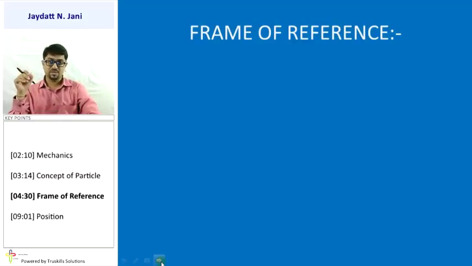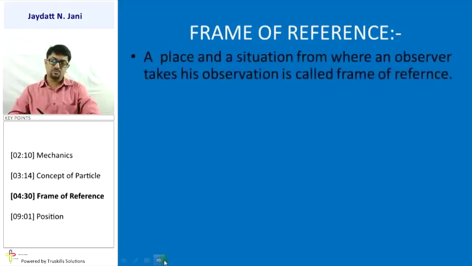Frame of reference. What does it mean? In normal terms, by definition, you can say that the place or situation from where an observer takes his observation is called a frame of reference.